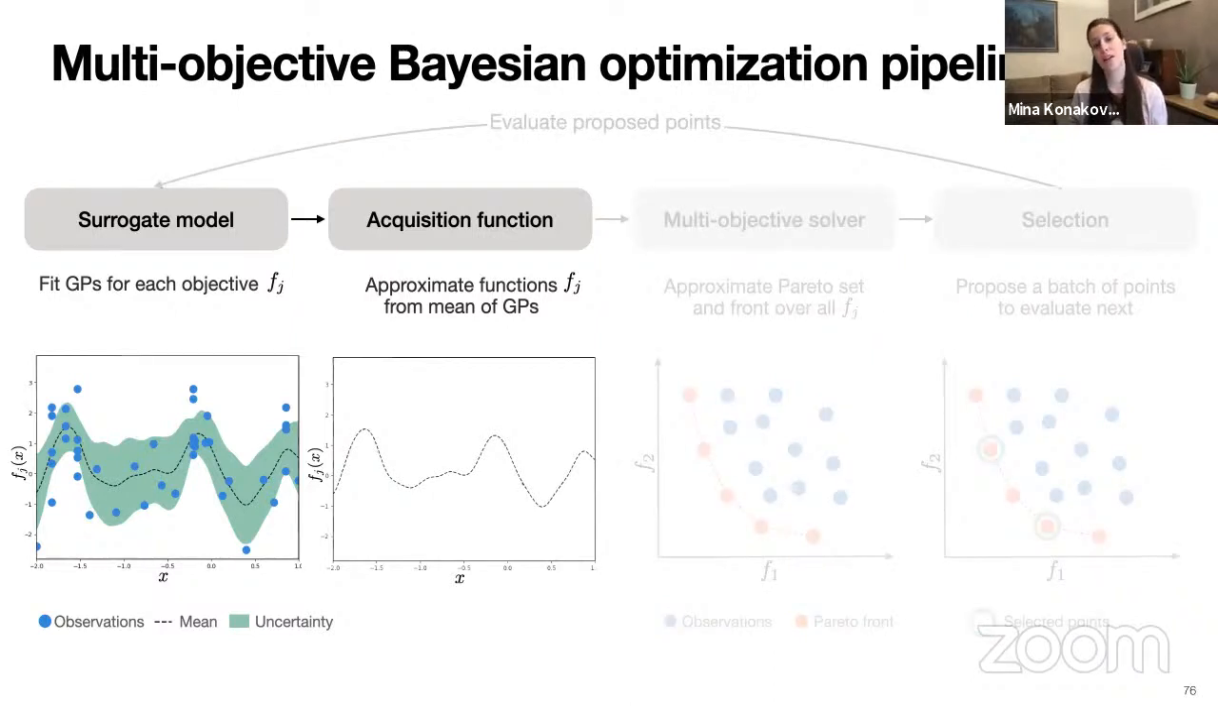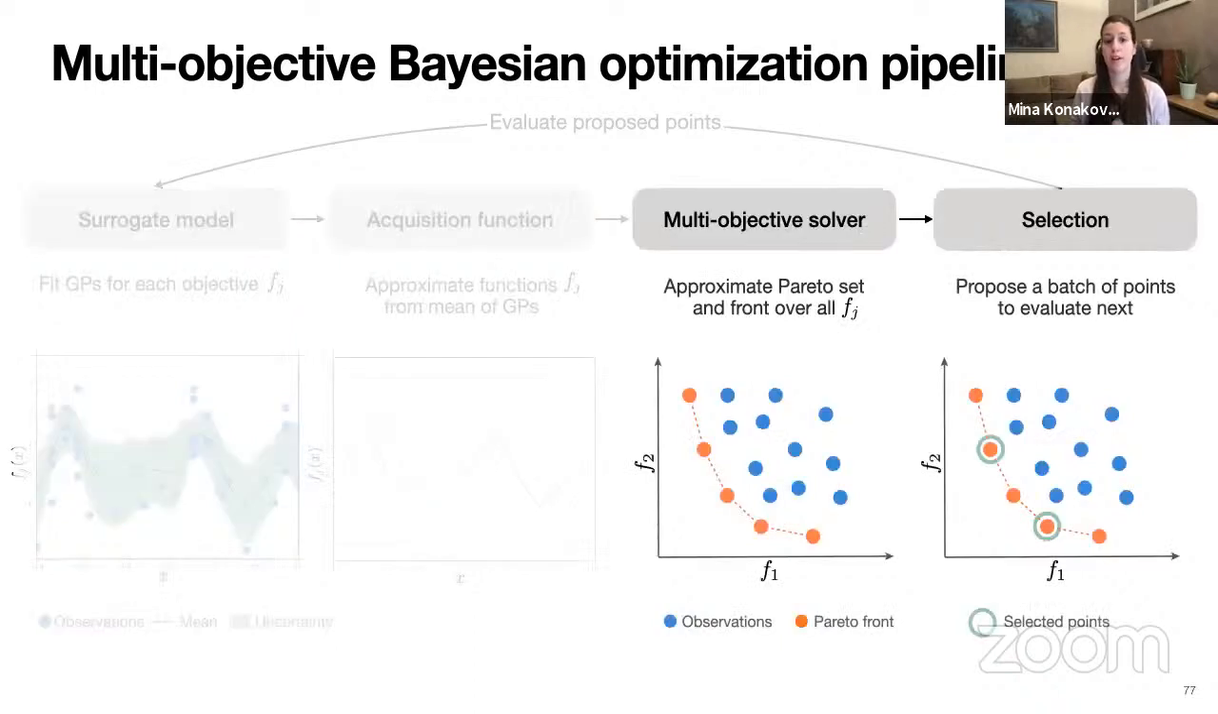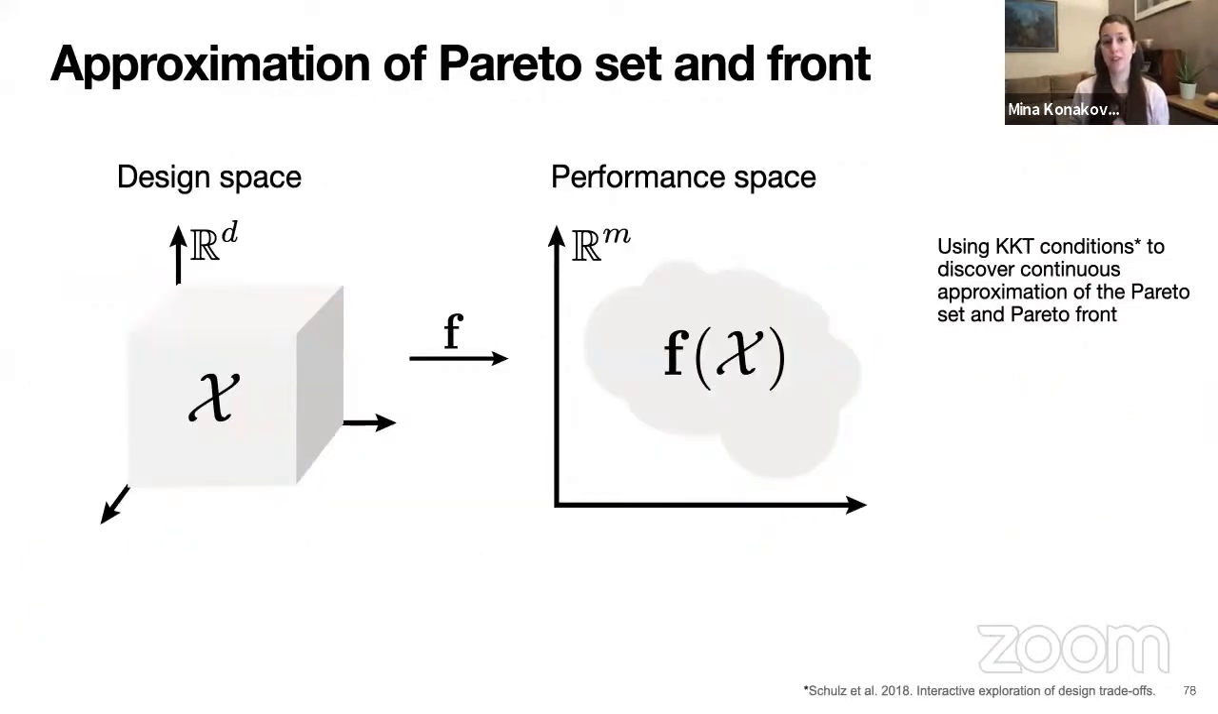And the first 2 steps are commonly used in other Bayesian optimization methods. Our main contribution lies in the last 2 steps of the pipeline. While other methods typically obtain a discrete and sparse approximation of the Pareto front, we use the so-called KKT conditions that, once we find a single point on the Pareto front, let us quickly discover large and continuous regions of Pareto optimal solutions around them and the corresponding Pareto set.